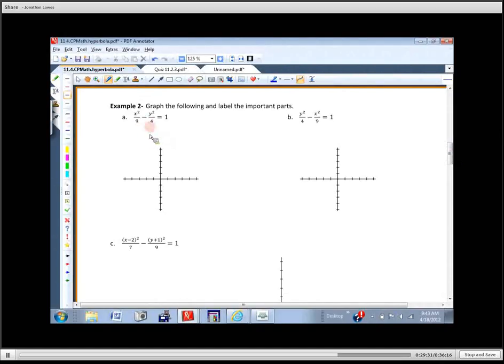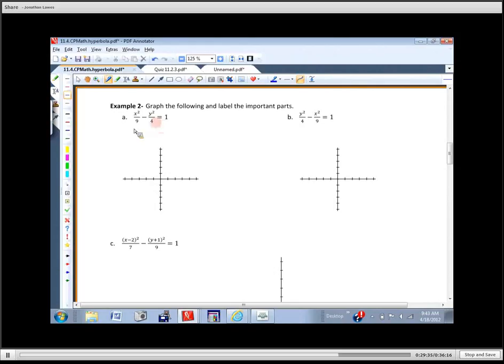You can tell this is a hyperbola because it's got two squared variables, and this one's positive, this one's negative. Listen very carefully. The x is positive. That means it opens in which direction? The x direction. So that means we're going to have a branch opening to the right and a branch opening to the left. Where's the center? Center's at 0, 0.